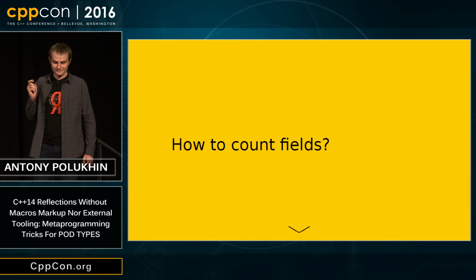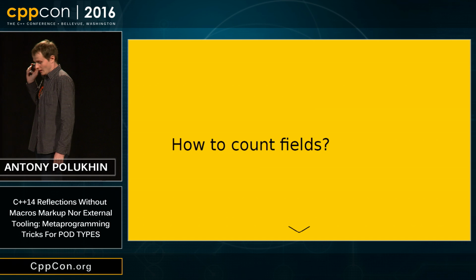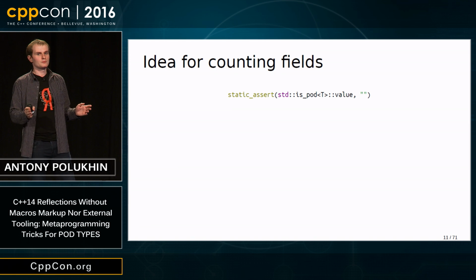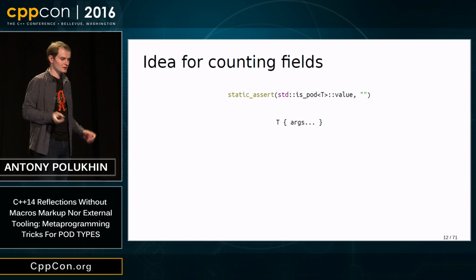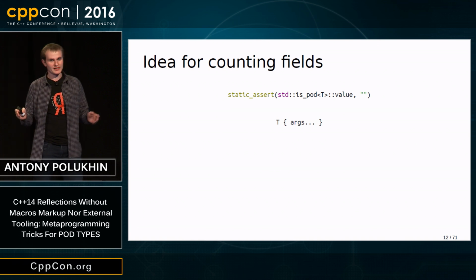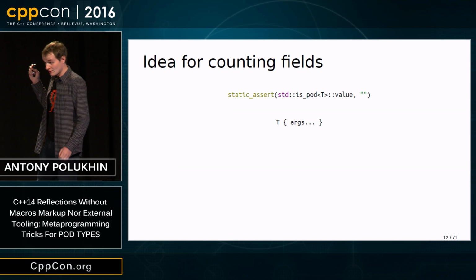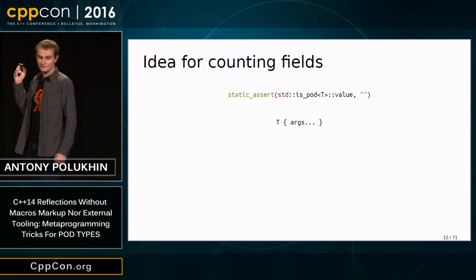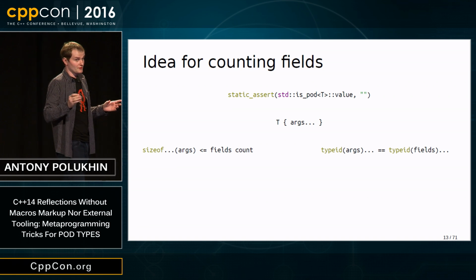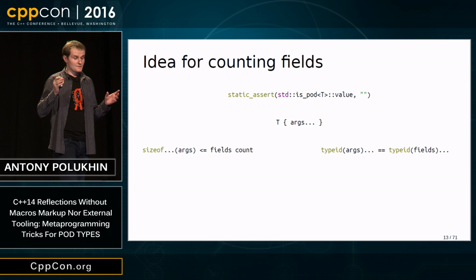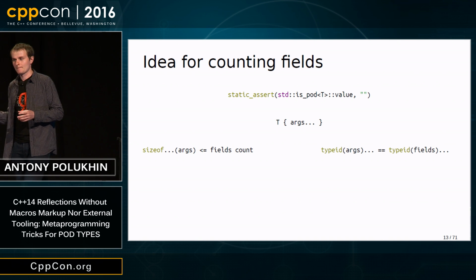Let's start with something simple. Let's start with fields counting for your structure. Here's the basic idea. We've got some plain old data structure T. With that structure, we can write the following code. We can write T curly brackets from some arguments. It's the aggregate initialization of your structure T. That code will successfully compile if arguments count is less than or equal to the fields count in the structure, and if the type of each argument matches the corresponding type of the field in the structure T.